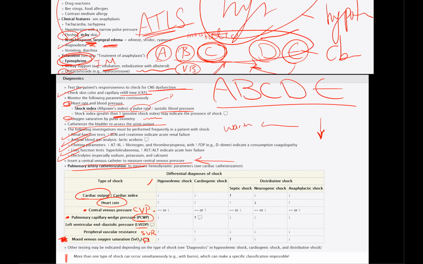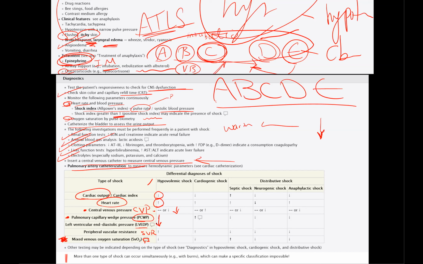Here in hypovolemic shock, as we said before, the problem is in the blood, so the blood is low, so the cardiac output is low, reflected by tachycardia. Then the CVP will be absent or low. Why? Because the amount of blood coming to the heart with venous filling is low. Also, both of them the same as we said before.